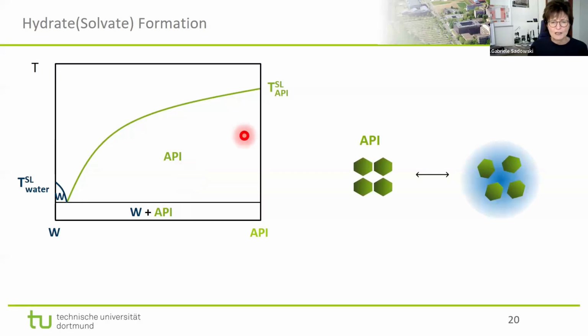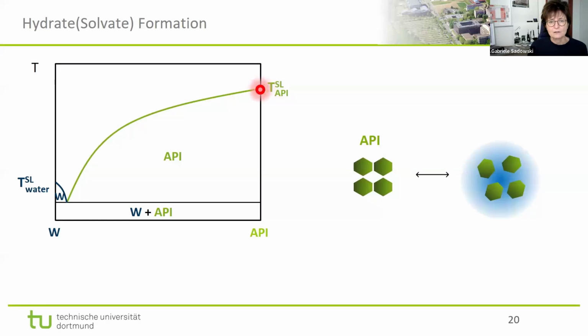So once we have a normal API, for example in water, we get the normal eutectic diagram. On the left-hand side, where we have pure water, we get the melting point of water, which is, as we all know, 0 degrees centigrade. On the right-hand side, we have the melting point of the API, which is usually much higher than normal ambient temperature, which is quite high.